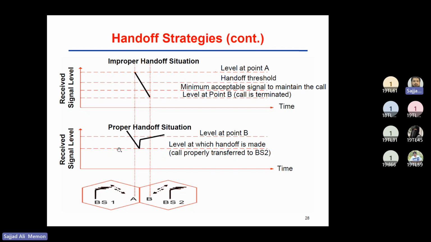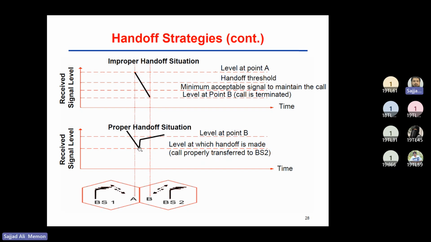And this is the PR handoff, that is the level at which handoff is made. So when it reaches this power level, a handoff is initiated. That means the resources from cell 1 need to be terminated, and the resources from base station 2 need to be assigned to this particular user.